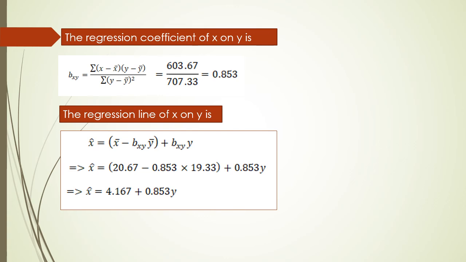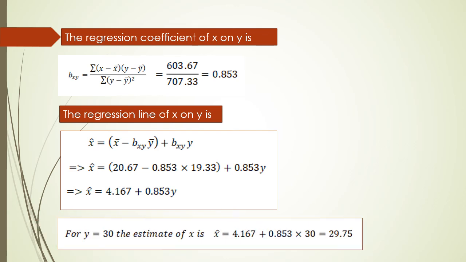Now in this equation, if we put y equal to 30, then we get the estimated value of x when y equal to 30, and it comes out to be 29.75.